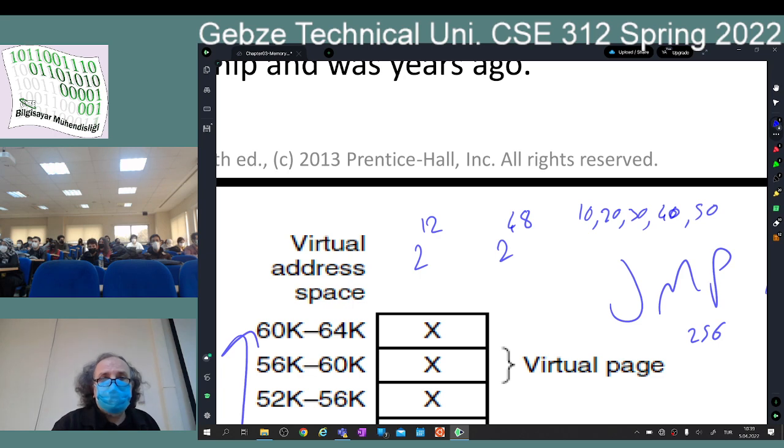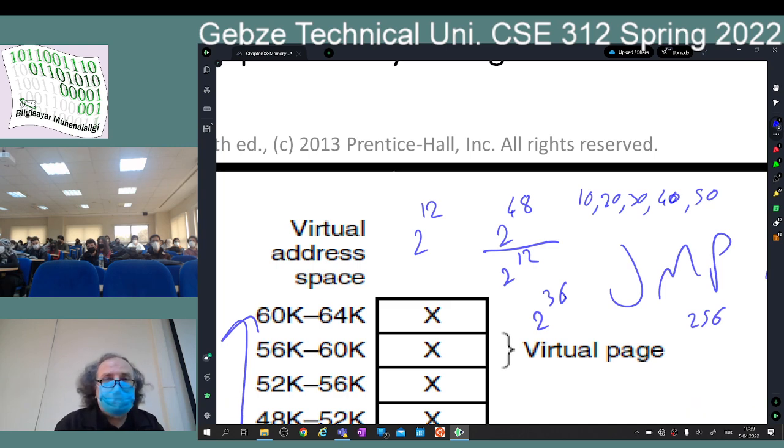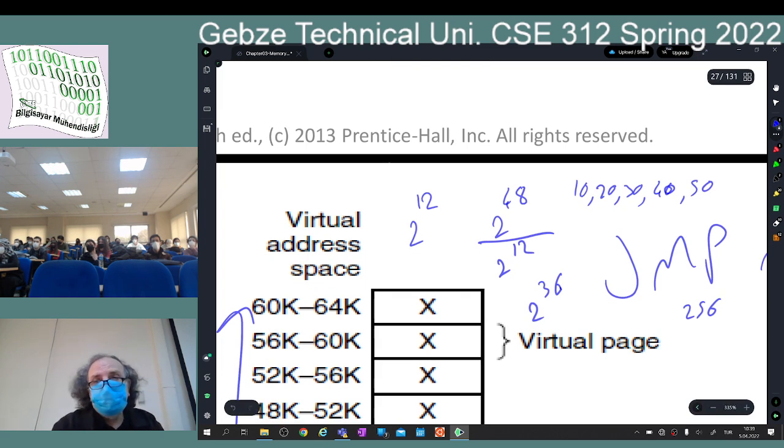So for the page table, if I divide this memory size by my page size, I am going to get 2 to the 36. So this will be my page table size, right? I need to keep this many entries in my page table, and we are talking about something close to hundreds of gigabytes of page table size.